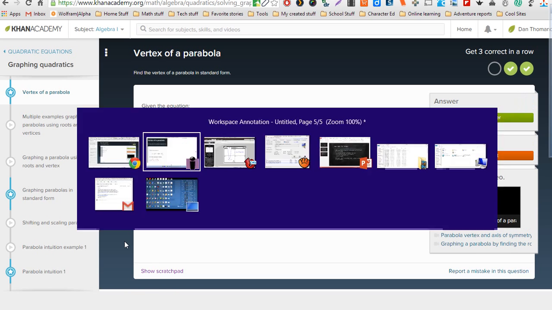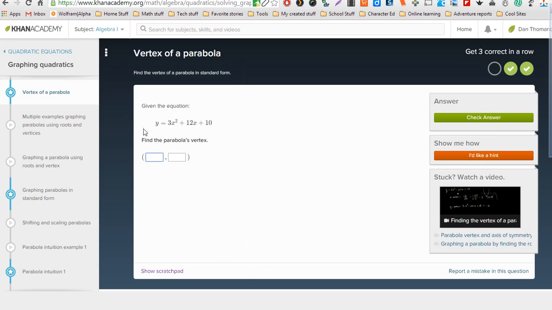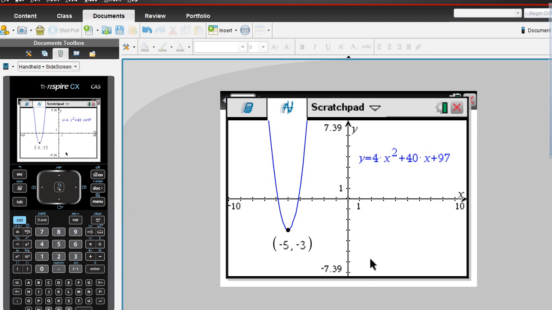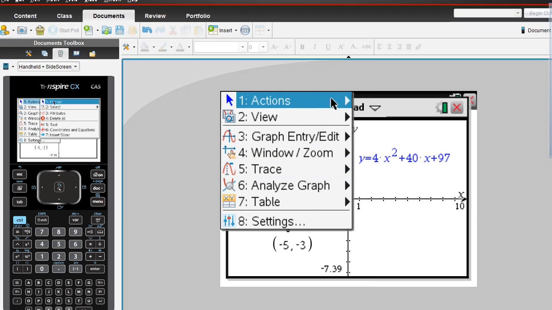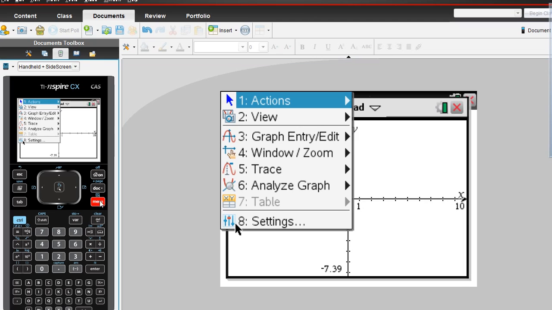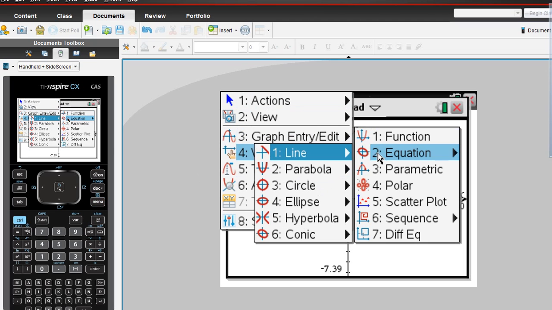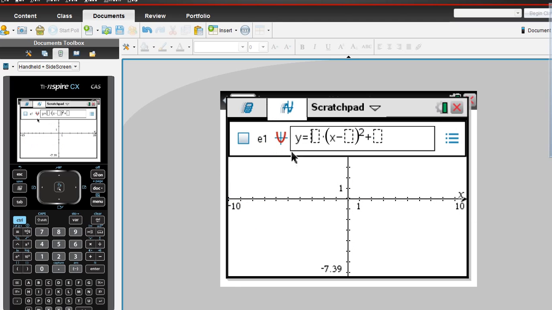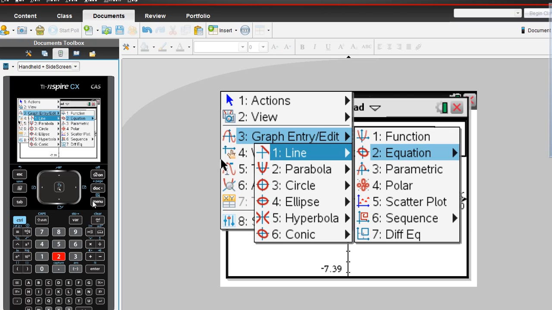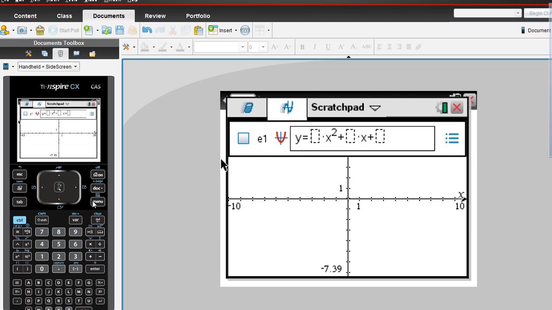Okay, we'll do one more. I'll do that last one again: y equals 3x squared plus 12x plus 10. So I'm just going to put that in here. I go menu, actions, delete all. And yes, I'm going to delete it all. So menu, graph entry edit, the equation of a parabola. Oh boy, that's kind of my problem there. Let's try this again. Menu, graph entry edit. If I push the buttons, it's a little better than clicking. Equation of a parabola in standard form is what I want.